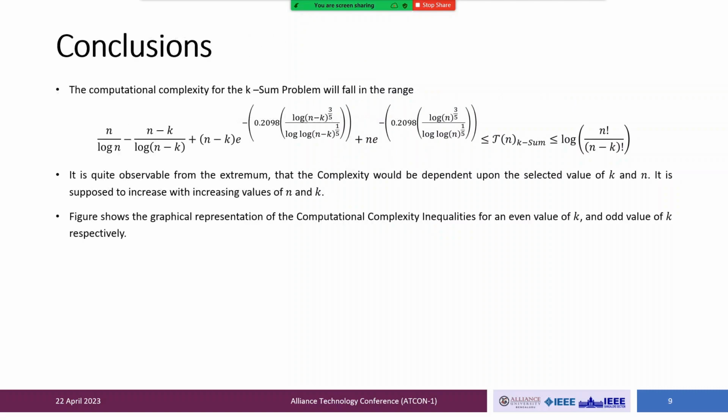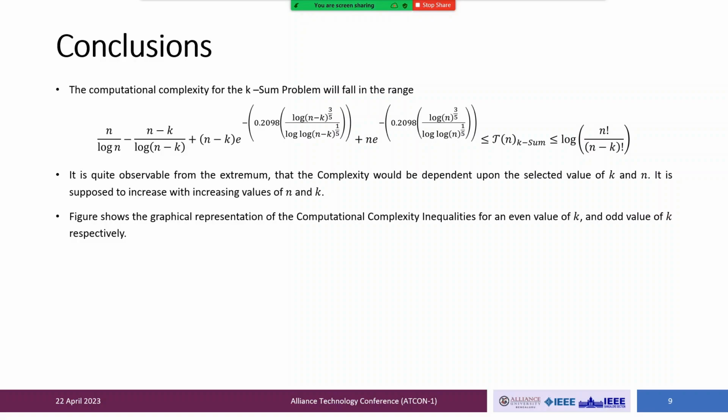Now, hereby, we would like to conclude our paper. The computational complexity of this K-sum problem would fall in this particular range, and this range is quite less in comparison to n to the power of k minus 1. It is quite observable that the complexity depends upon the selected values of k and n. If we are looking at the three sum problem, then it will be comparatively less than that of the 10 sum problem, maybe. It is supposed to increase with increasing values of n and k.